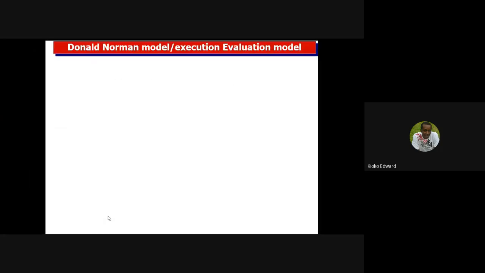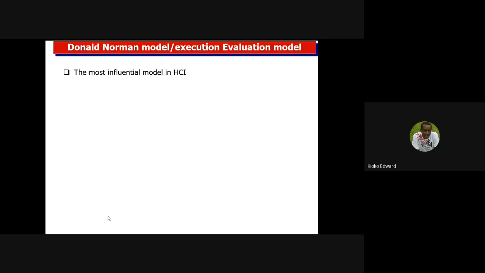So we look at the next model. The name has been coined from the person who proposed the model, known as Donald Norman. So some books will call this model the Donald Norman execution model. Some books will also call it the execution evaluation model. So let's try to see how this model perceives the process of interaction with the system and how different it is from the GOMS model we looked at last week.